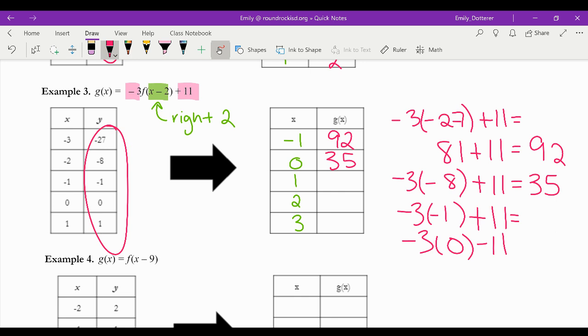Okay. So 3 plus 11 is 14. That'll be 11. Okay. -3 times +1 is -3, plus 11 is 8. There we go.